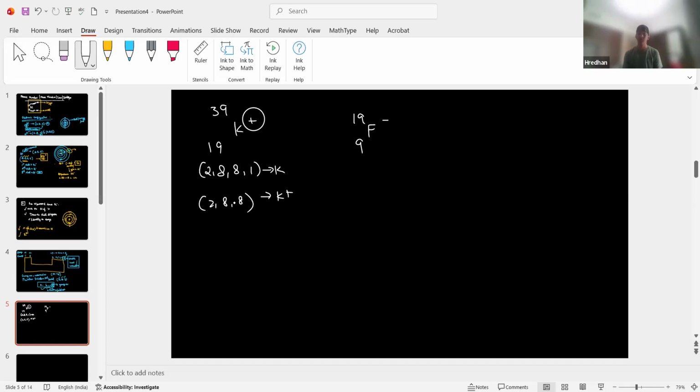Okay, yeah, give the next one. I'll do the next one. So this has an atomic number of 9, and since it has a negative charge, it gains 1. So there's going to be 10 electrons. So it's going to be 2, 8, and 0? No.